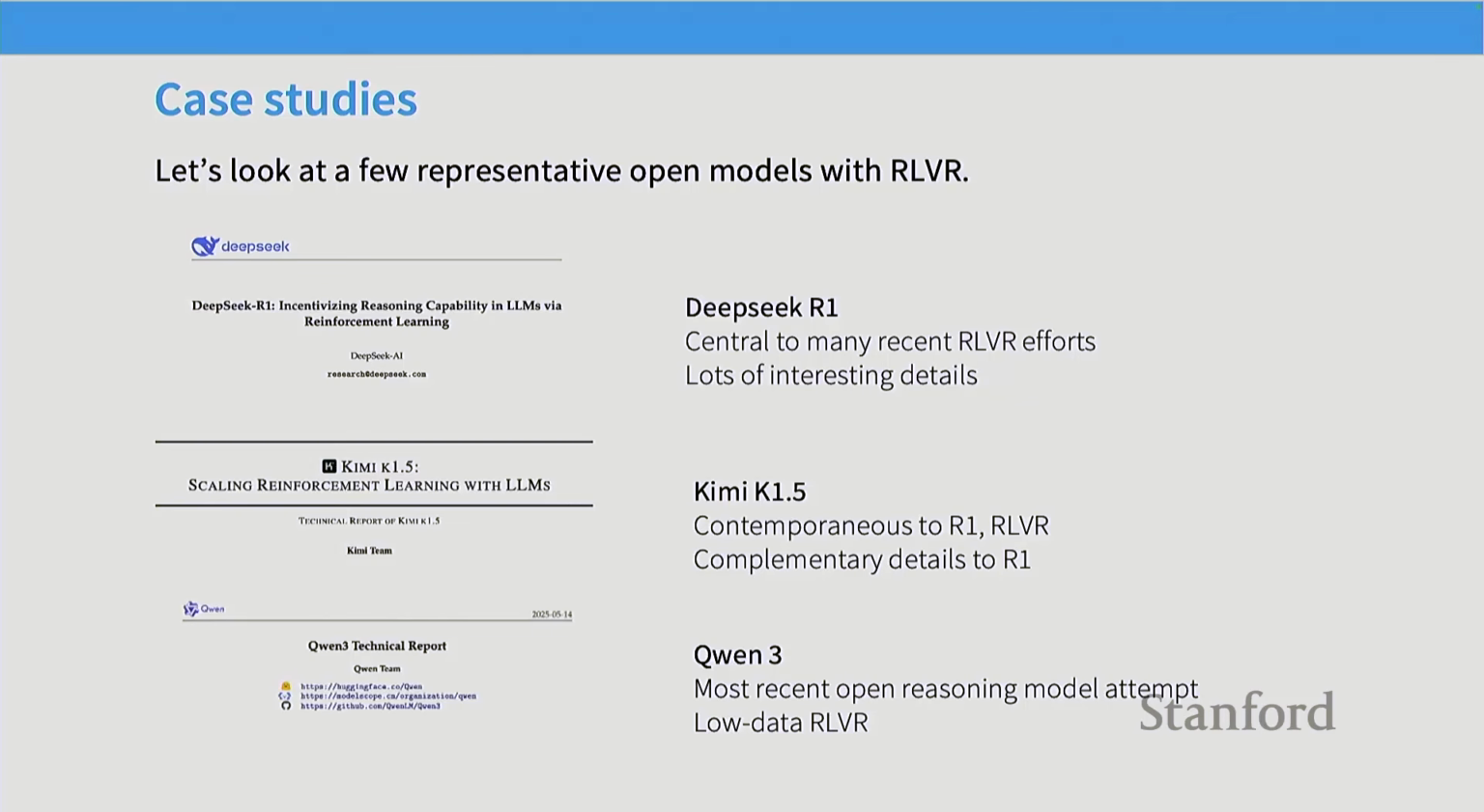Qwen 3 is the newest of the releases, and they do some fairly interesting variations of ideas in R1. They also have some new tricks that R1 doesn't have, which I think are pretty interesting to look at, especially if you're interested in things like inference efficiency of reasoning models.